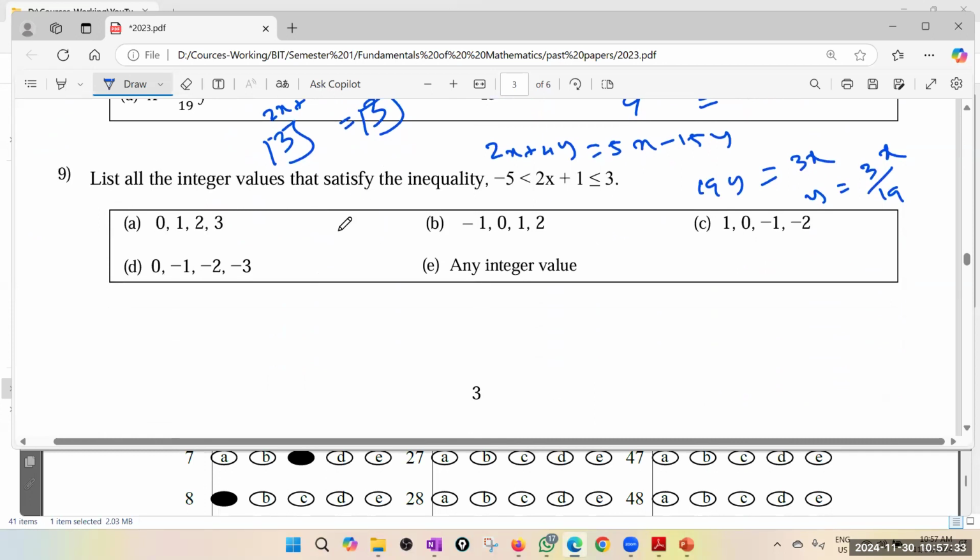List all the integer values that satisfy this inequality. So this means and. Okay. Let's break it into 2. Minus 5 less than 2x plus 1, and logical thinkers are not afraid to use the word and or not.